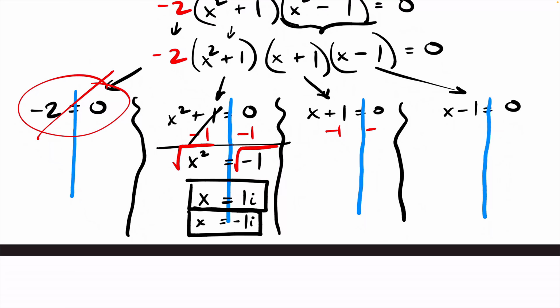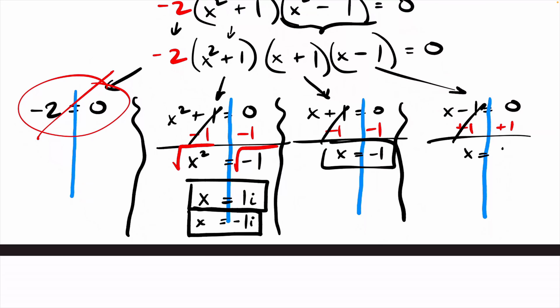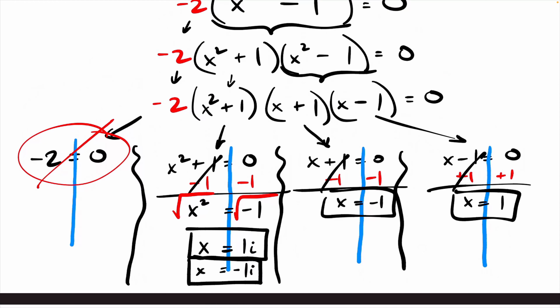Let's go to the last 2. Subtract 1, you get negative 1. Add 1, you get positive 1. And there we go, 4 answers. 2 imaginary, 2 real. Now, sometimes they'll only want the real answers, so you just put the real answers in.